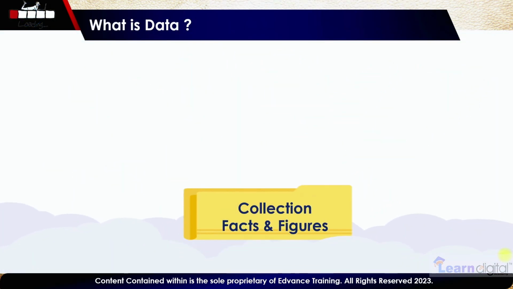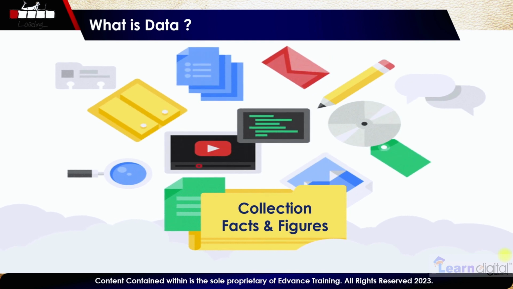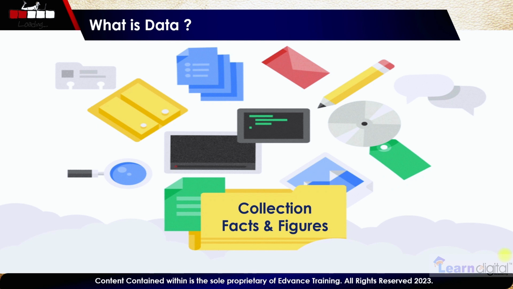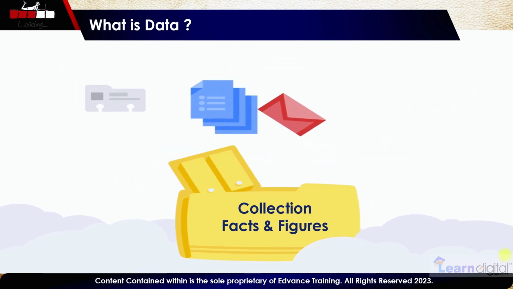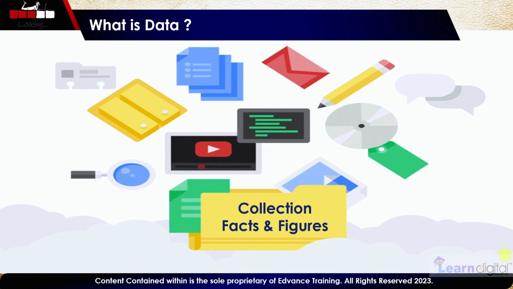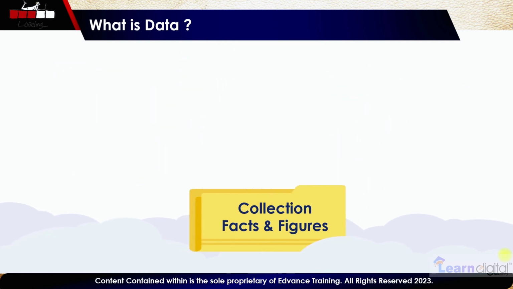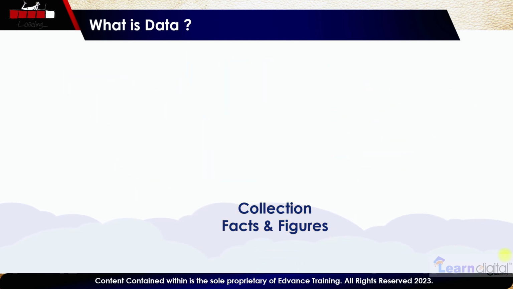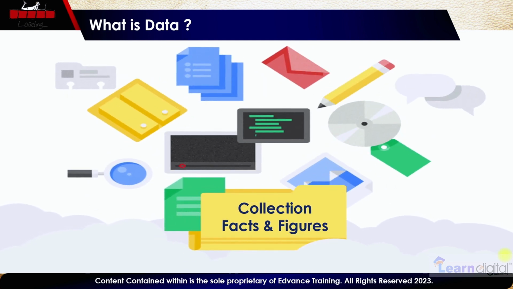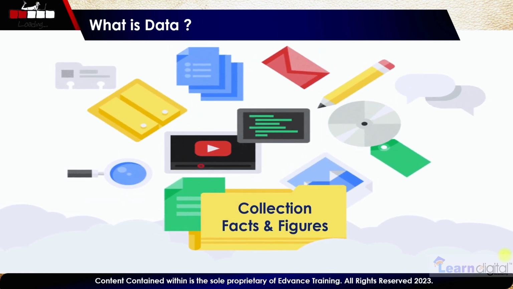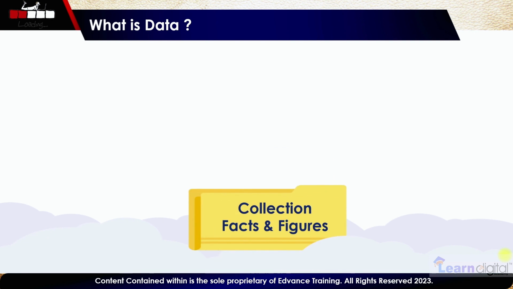So, what is data? Data is a collection of facts and figures. If I give you an example of facts, if you are filling any kind of form, like name, mobile number, email address, permanent address, those are facts. And if you are submitting any inputs or details, those are figures. So the collection of facts and figures is known as data.